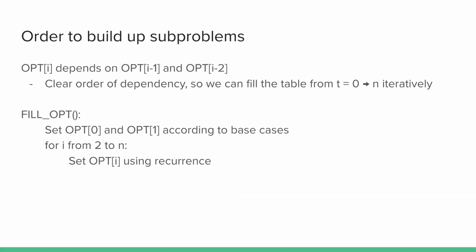And to build up this subproblem, you should notice that opt of I, whether it's A or B, only depends on the previous values I minus 1 and I minus 2. So you could first set your base cases, and then you just use the recurrence to compute from 2 onwards. So this is how you would write the algorithm, or at least this is the pseudocode.